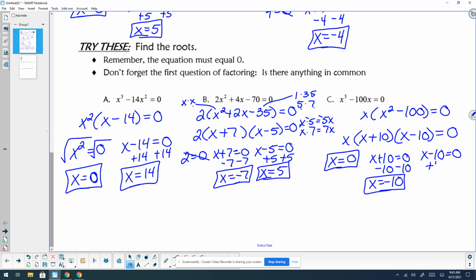I can add 10, which means x equals positive 10. Now here is where I told you your degree, which is 3 in this case, will tell you how many solutions you're going to have. I have 1, 2, 3 solutions. I'm good to go. Okay? Let's move on to the back.